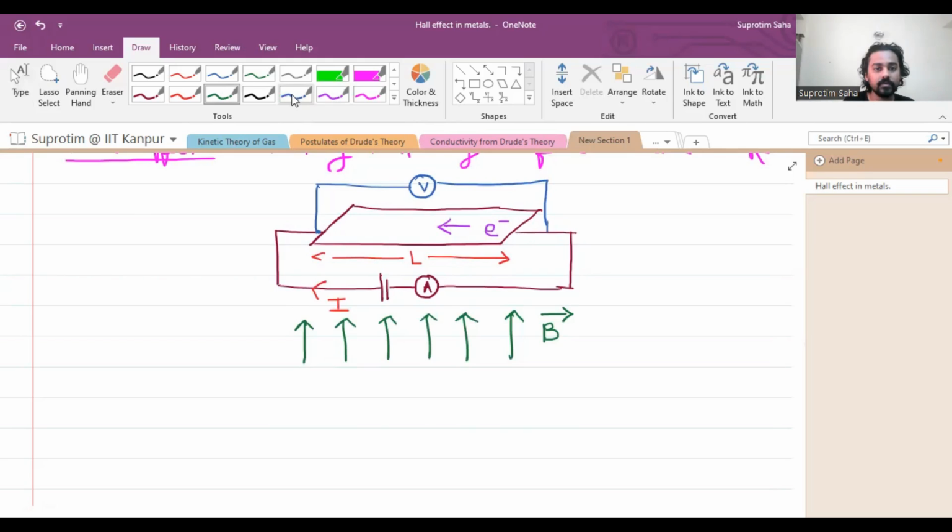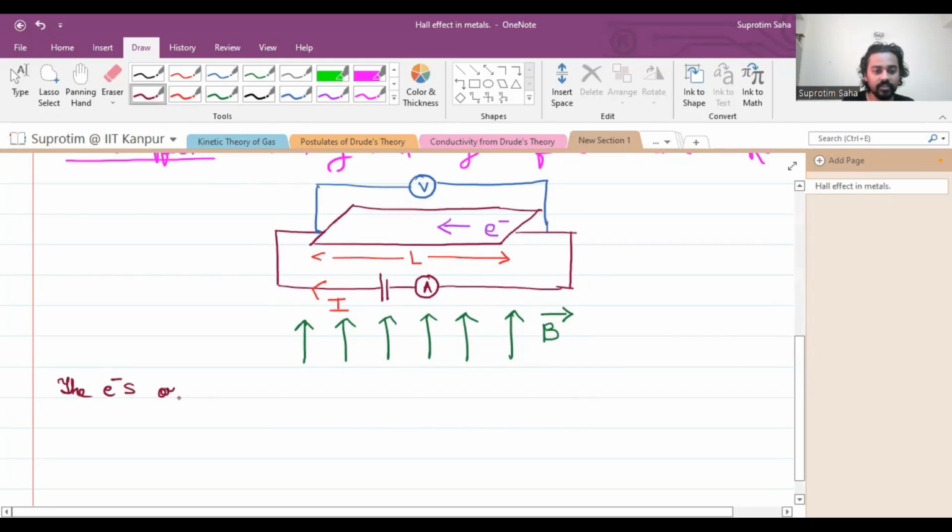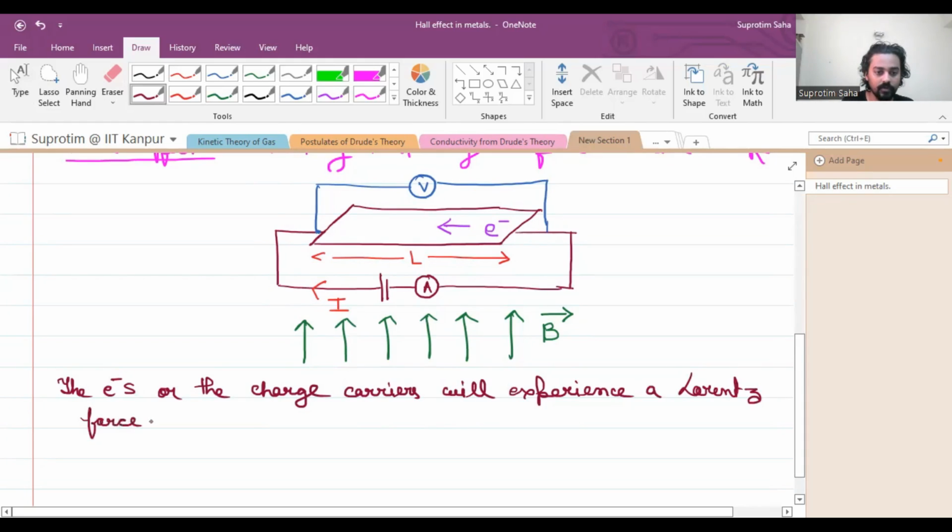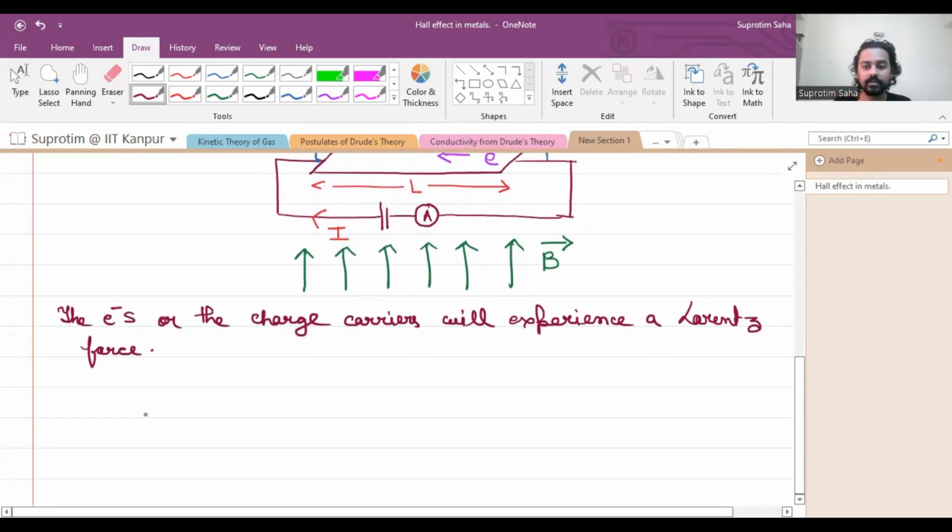The electrons, or the charge carriers, will experience a Lorentz force. All right, the charge carriers experience a Lorentz force.